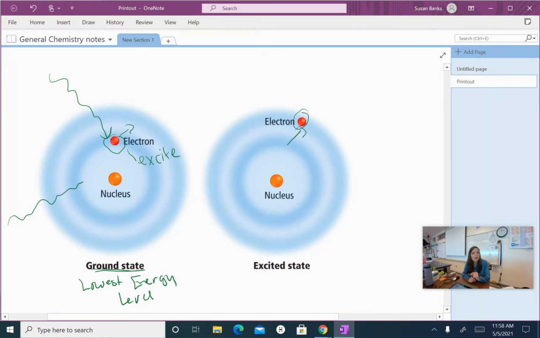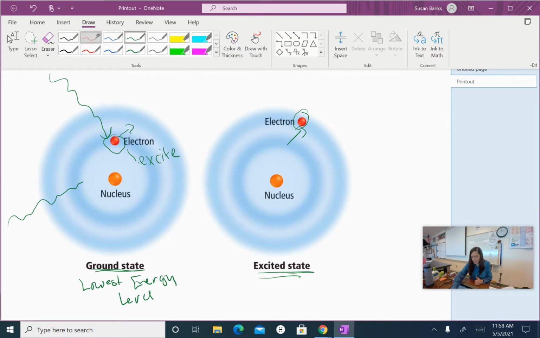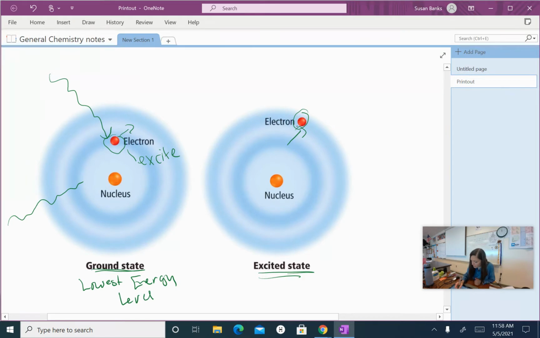Eventually, though, all things want to be at a lower energy level, so it can't stay at this excited state forever. Eventually that electron will go back down, and as that energy is given off, it is an emission, and it will be the same amount of energy that it took to get it up to the higher energy level. So energy in is going to be equal to energy out.